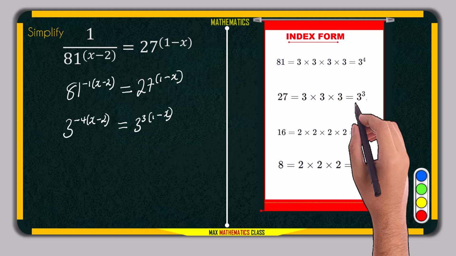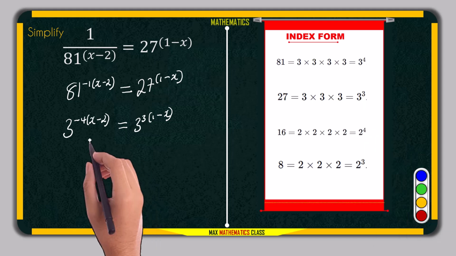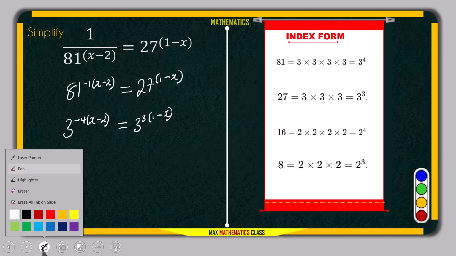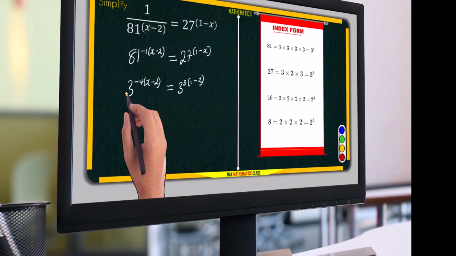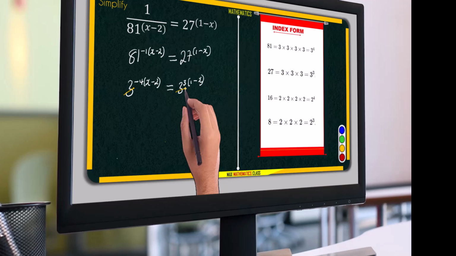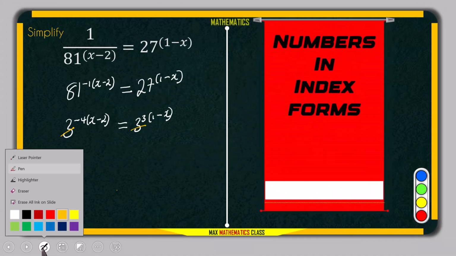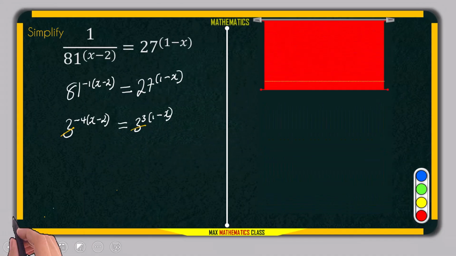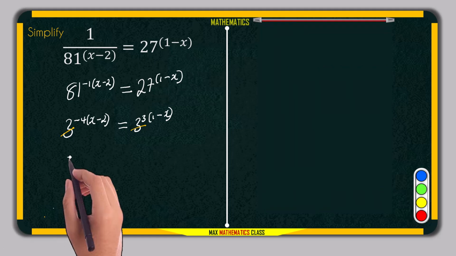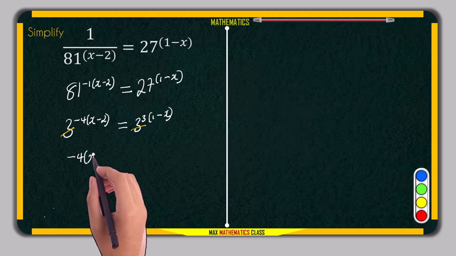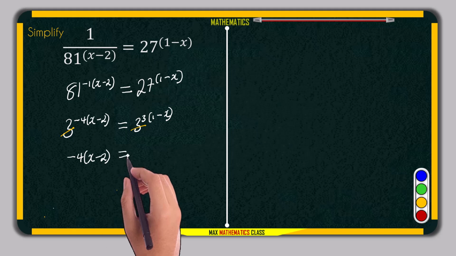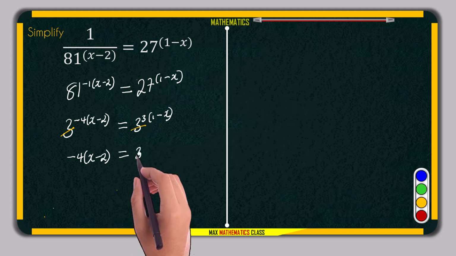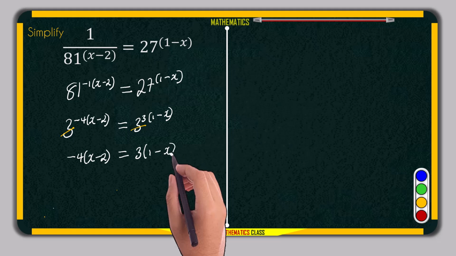So it's the same thing we applied here. After this, we are going to clear the base. These 3 cancel out this. So we are now left with the power of 3 on the left-hand side, which will become minus 4 times (x minus 2), and is equal to 3 times (1 minus x).